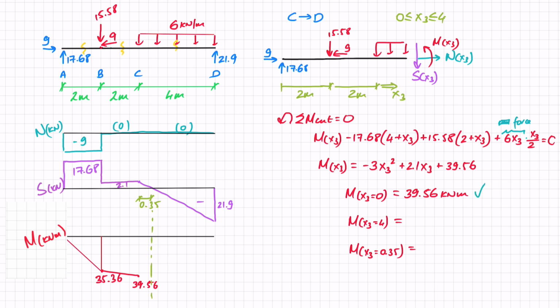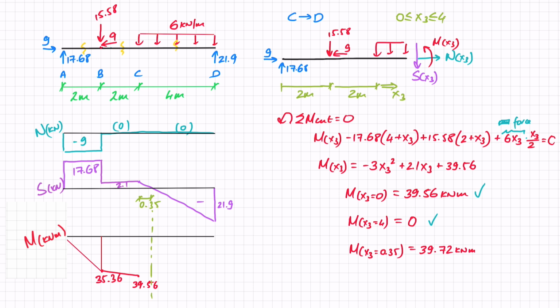When x3 equals 4, I can calculate that. And if I do, I find out that that is 0, which is also a really good sign because I am expecting to be at 0 moment at the end of the simply supported beam. And the last point I wanted to check was the min-max. And if I substitute 0.35 into my equation, I find out that the moment is 39.72 kilonewton meters. So not massively higher, but that is the max.